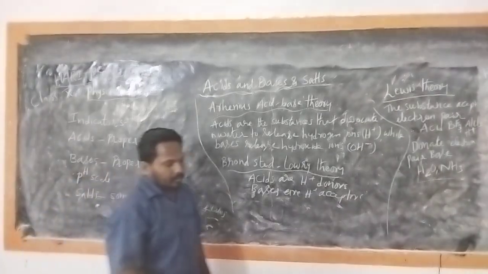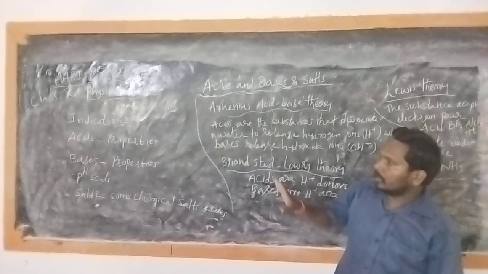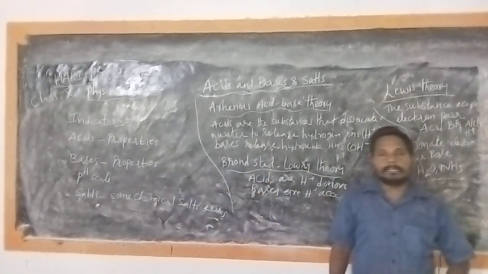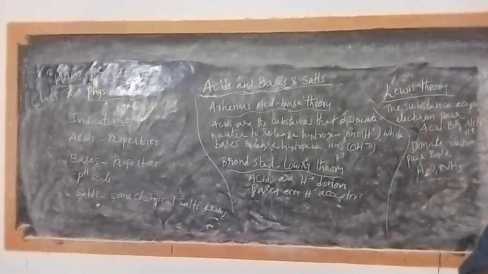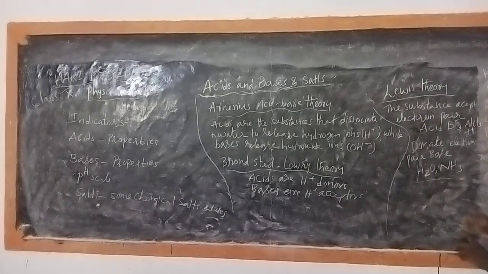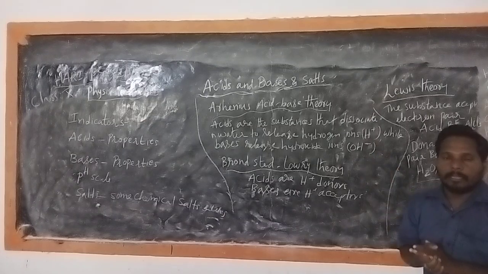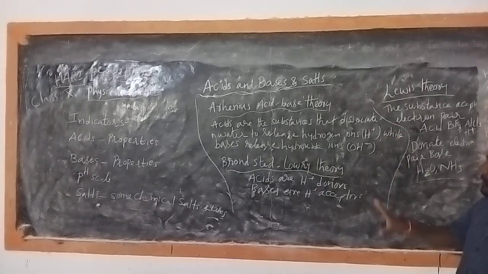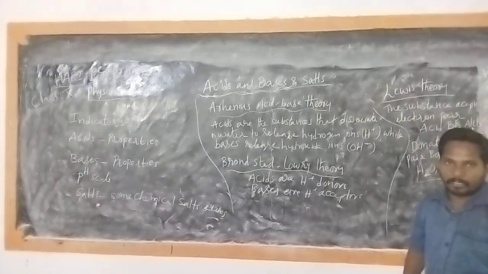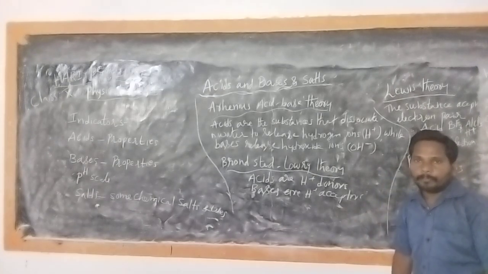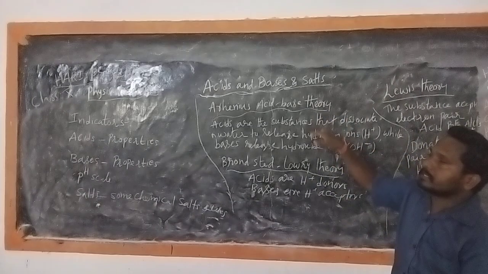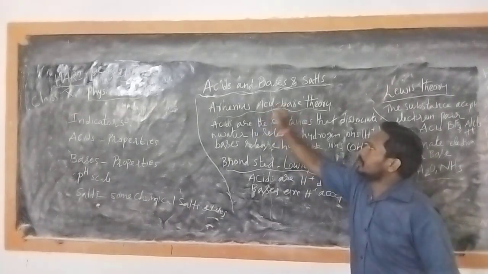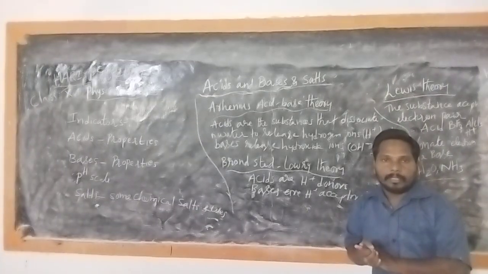Before that, to learn about indicators, acids, bases and salts, let us know some simple and important theories proposed by three different scientists. Three different theories are there regarding acids and bases. So let us take a simple overview of the acid-base theories. The first one, Arrhenius acid-base theory.